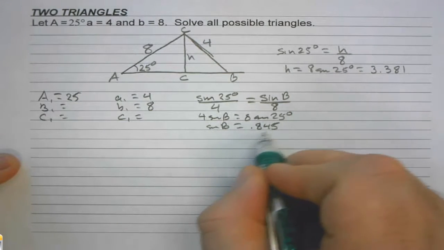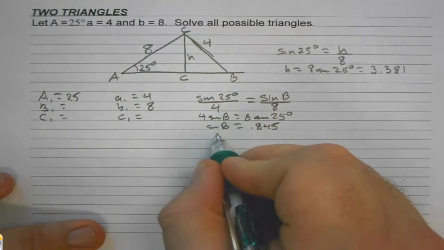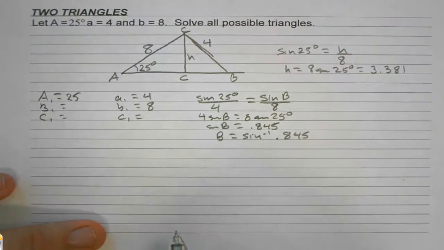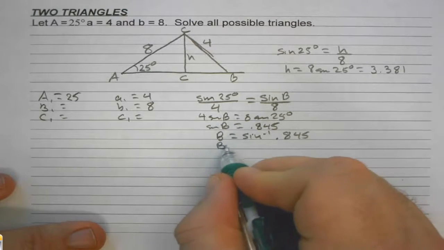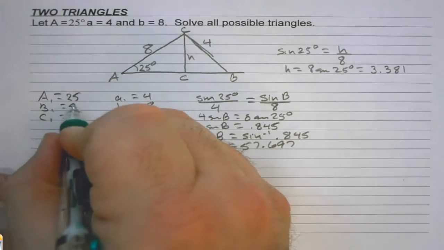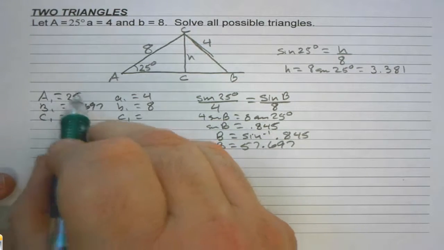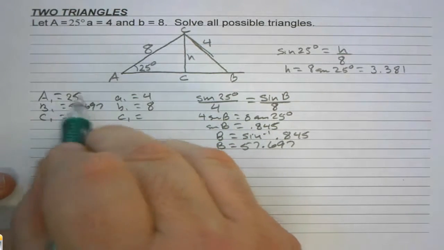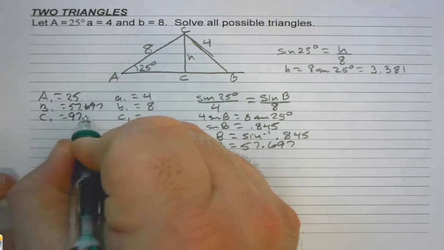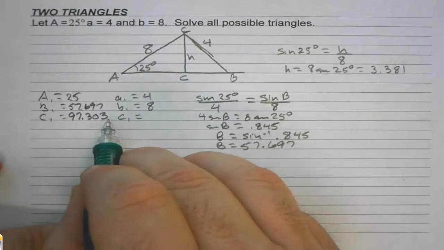Now that's what I'll write as a rounded answer, but I'm still going to use the exact answer that is sitting in the calculator. So now we have to take the inverse sine of 0.845, which is the second function of the sine key. So angle B ends up being 57.697 when we work it out on the calculator. Well, now the handy part is we can just add 25 to this. So we take 57.697 plus 25 and subtract that from 180. And when we do that, we get 97.303 degrees. So now we know all the angles, and all we have left to do is find c.